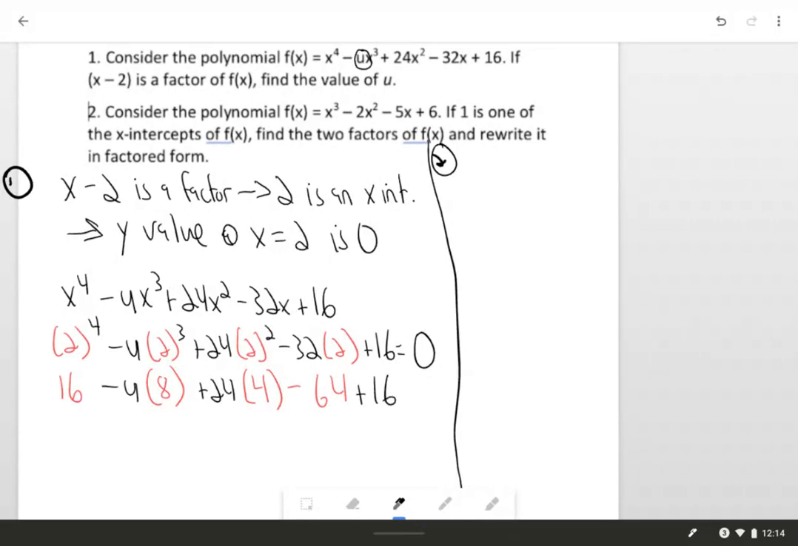And I'm going to keep simplifying here. So I have 16 minus u times 8. Now, here's what I'm going to do. Notice I'm going to change around the order just to make it a little easier. So I'm going to make that a minus 8u. Then I have plus 24 times 4. So that's 96 minus 64 plus 16.